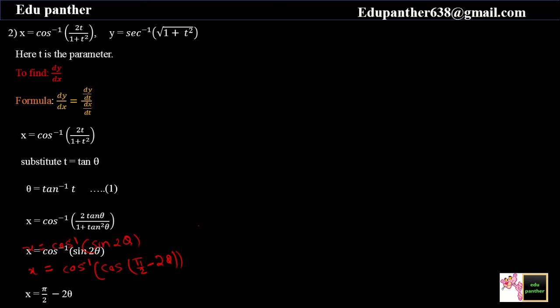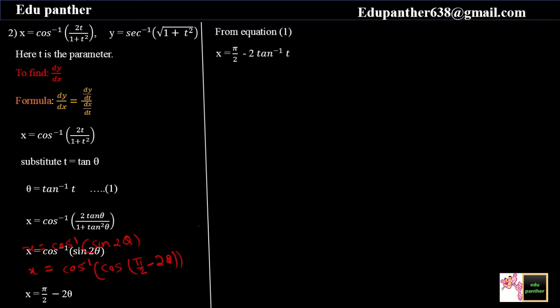So what is the value of x here? Pi by 2 minus 2 theta. Now from equation number 1, we can substitute the value of theta here. So we'll get x as pi by 2 minus 2 times, and what is the value of theta? Tan inverse of t. So the simplified value of x is pi by 2 minus 2 times tan inverse of t. Now we have simplified the value of x.